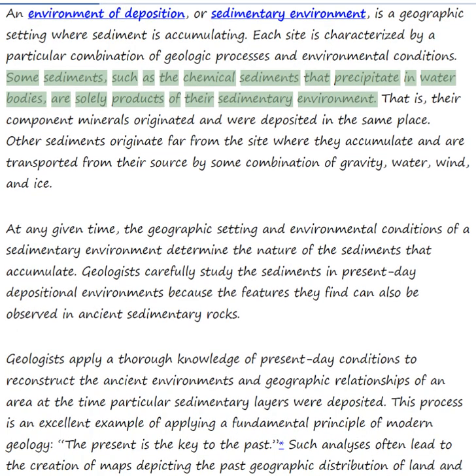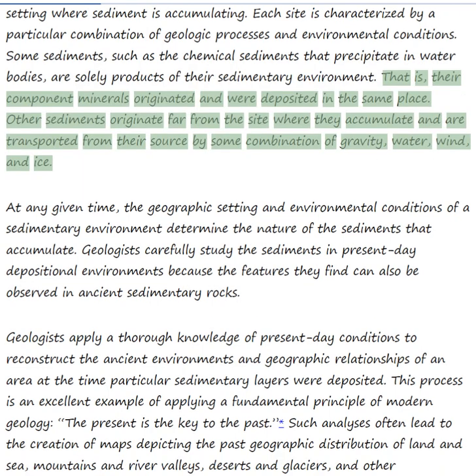Some sediments, such as the chemical sediments that precipitate in water bodies, are solely products of their sedimentary environment. That is, their component minerals originated and were deposited in the same place. Other sediments originate far from the site where they accumulate and are transported from their source by some combination of gravity, water, wind, and ice.